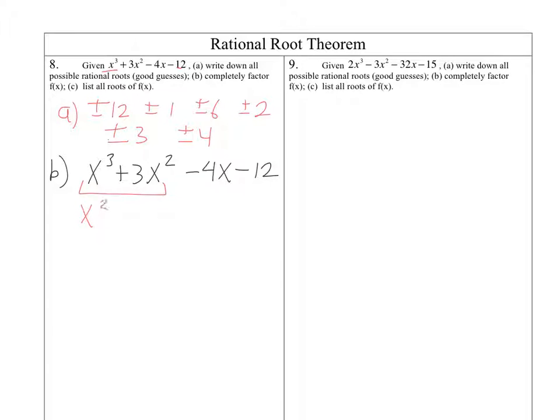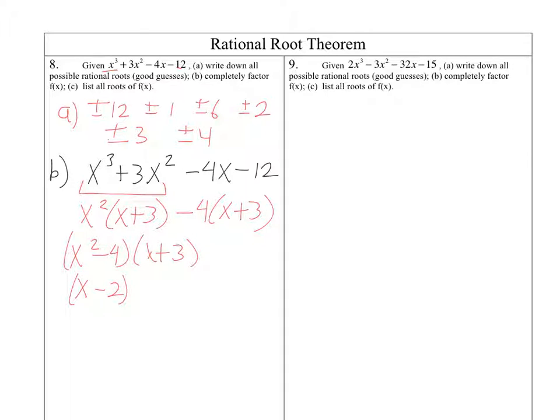I can take an x squared out, and I've got x plus 3. I take a minus 4 out, and I've got x plus 3. Woof! That is factorable by grouping. So we get x squared minus 4 and x plus 3. I can go one step further, and that difference of squares, x squared minus 4 turns into x minus 2, x plus 2. And we got the x plus 3 sitting there. Again, if you can factor by grouping, factor by grouping. It's much easier, and it's faster.